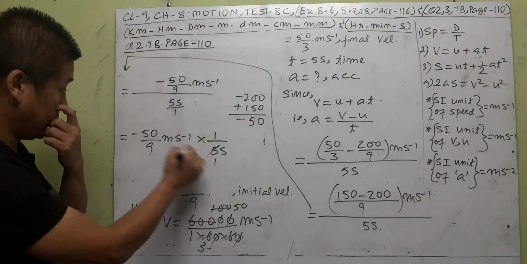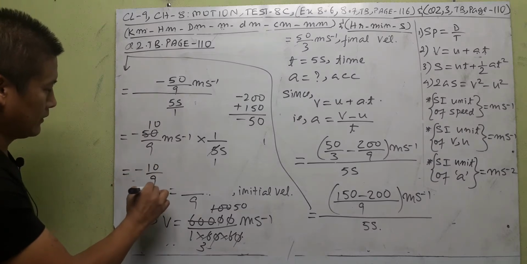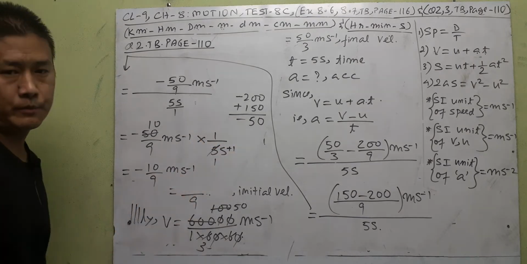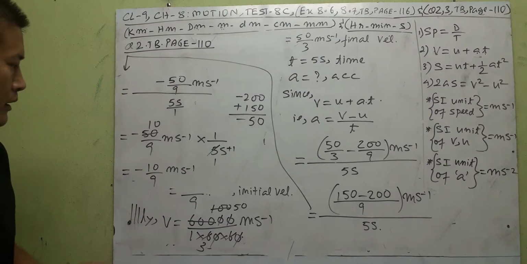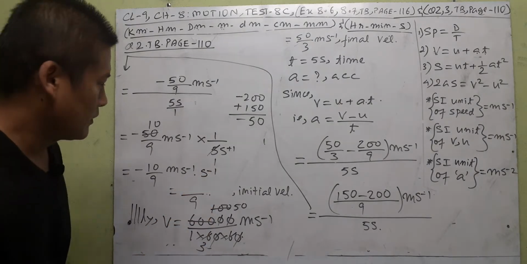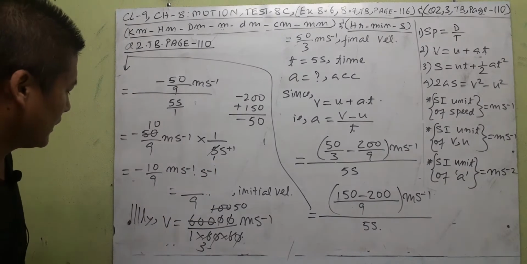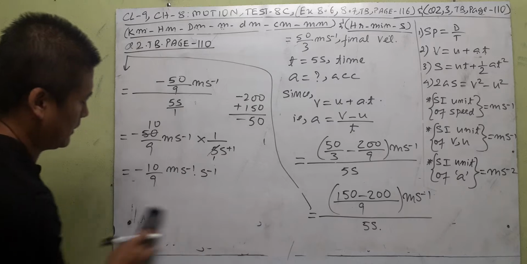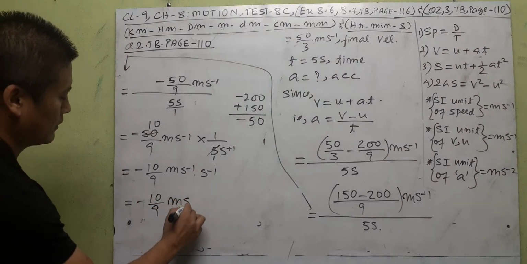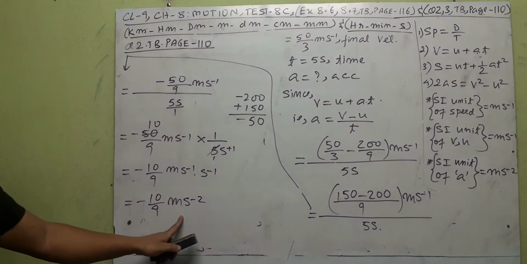So here 5 ones are 5, 5 tens are 50. So we're going to get here minus 10 by 9 meter per second, and this second goes up, power is plus 1 if it's not given, right? The one shifted to the numerator will become second to the power minus 1. So that's how we do it, right?